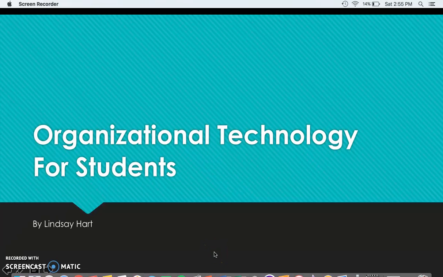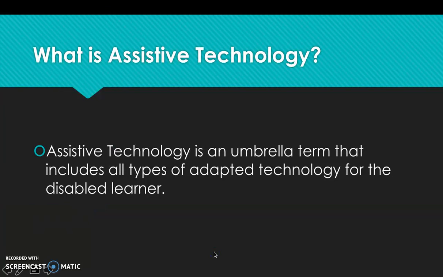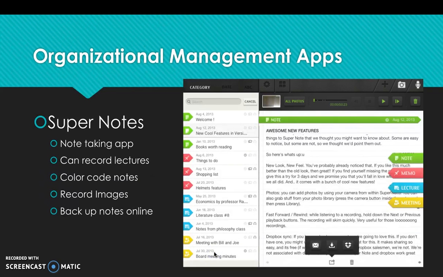Today we will be talking about assistive technology that can be used in the classroom to help students stay organized. Assistive technology is an umbrella term that includes all types of adaptive technology for the disabled learner. I will be talking about two types of assistive technology that you can incorporate into your classroom.